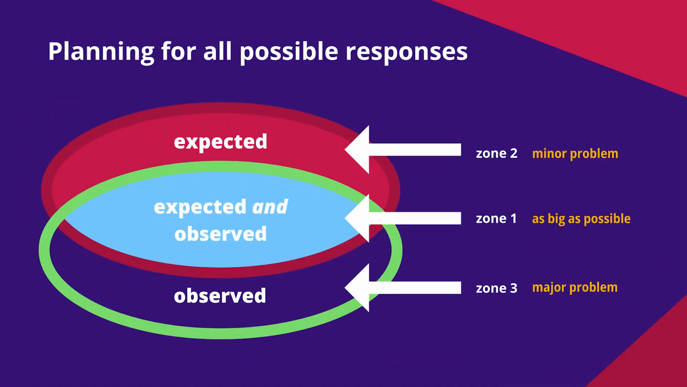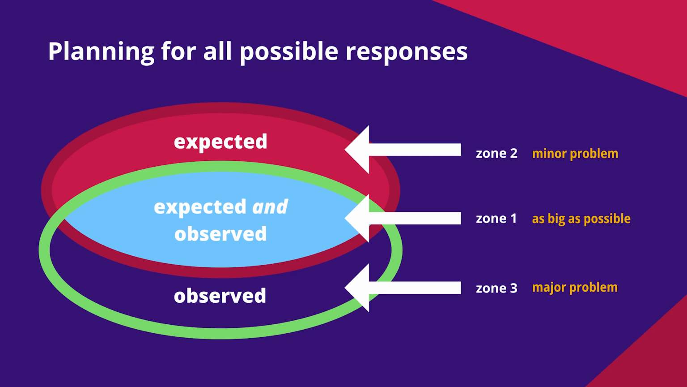The ideal is to have that central zone, the red and the green ring, perfectly overlapped, so that what we expect is everything that we see. And that's the perfect mark scheme. And that's what we see in zone 1 there.